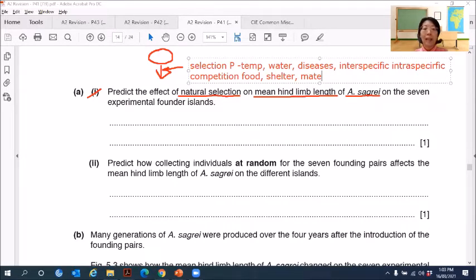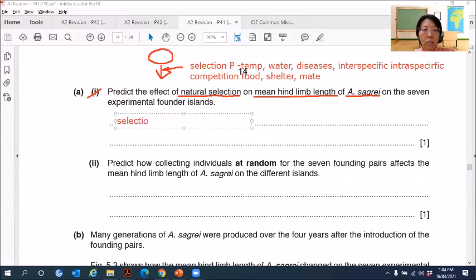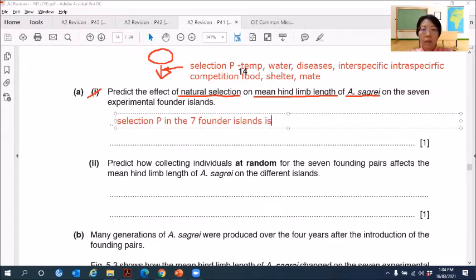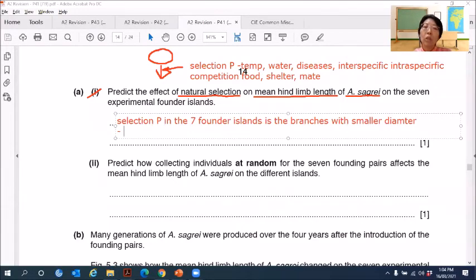So when you place them in different islands, they will be subjected to different selection pressures. And for this particular question, they only show you one selection pressure, which is the tree branches having a smaller diameter. So the selection pressure in the 7 founder islands, not the original island, is branches with smaller diameter. Because of that, you will select which lizards survive.